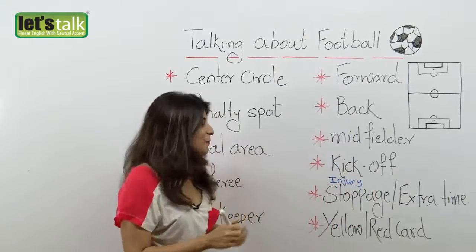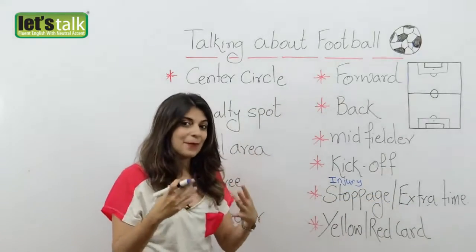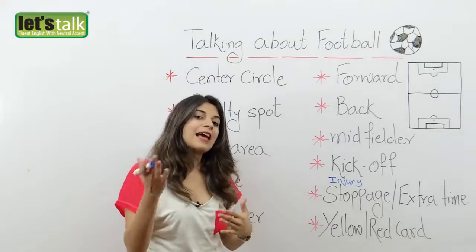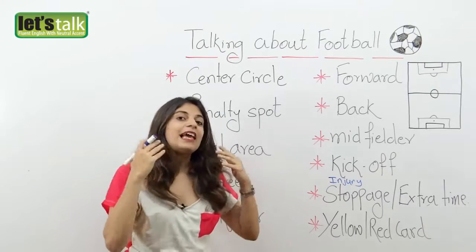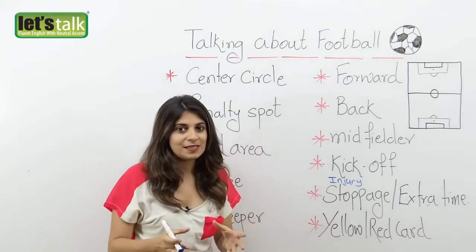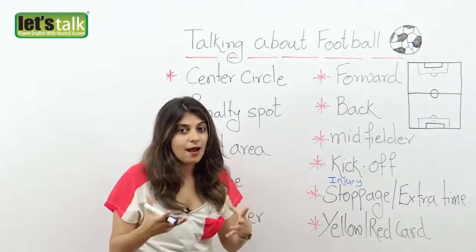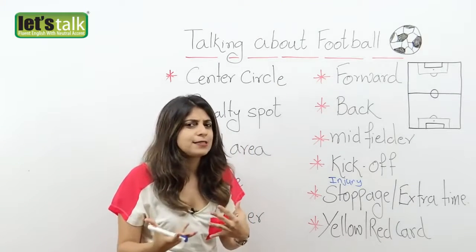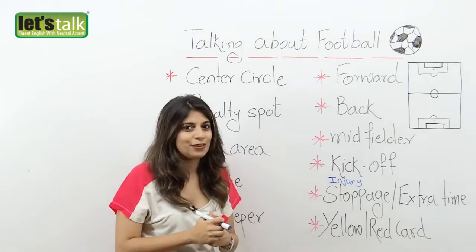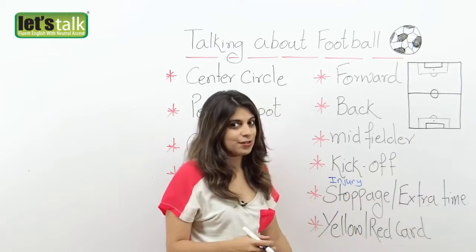Okay, and then we have extra time. Extra time is the time period that is added at the end of the game only if any of the teams have not scored any goals. So if they are nil, this means that they would get some extra time. So it's basically getting a chance maybe to score a goal for them. Okay, so that is stoppage time and extra time.